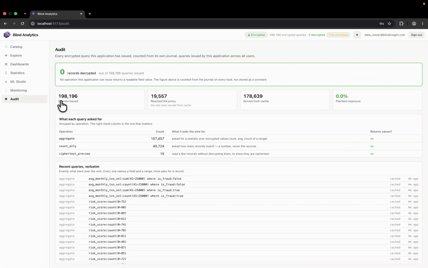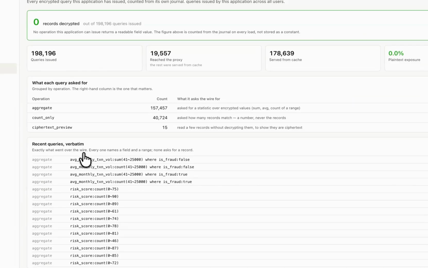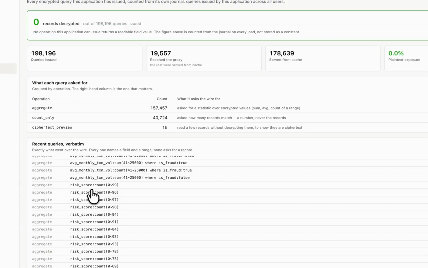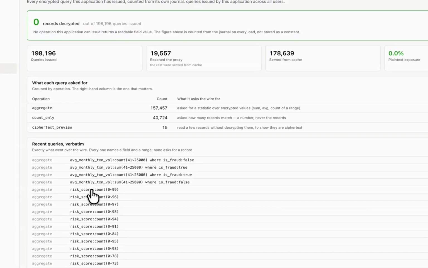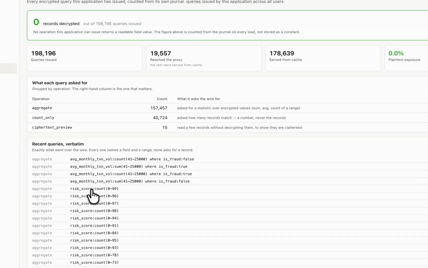The platform has processed around 200,000 queries. Zero of these queries are decrypted. And there are these queries that show the different types of queries that were made to the servers. As you can see, every statistic that is made doesn't necessarily access any of the records, but it's just through queries.